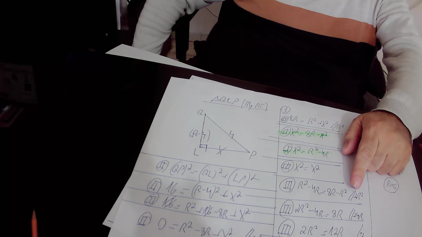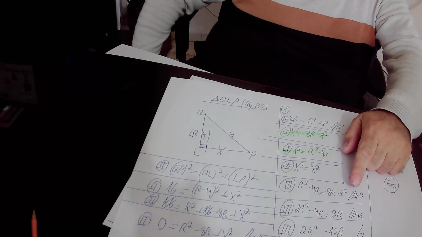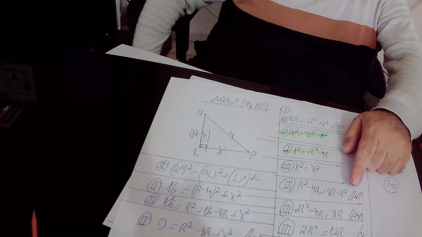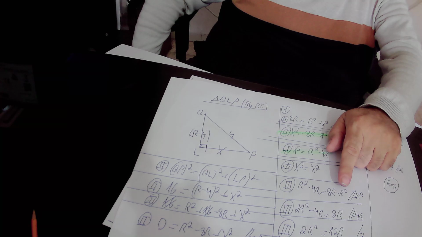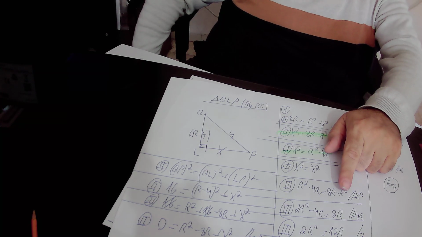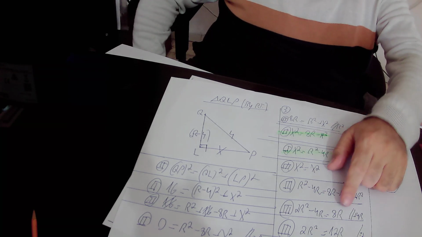So here we added 4R to this equation, equation number 3, and we found out that 2R square minus 4R plus 4R is 0, and it is equal to 8R plus 4R is 12R. So in conclusion, we found out that according to equation number 3, 2R square equals to 12R.